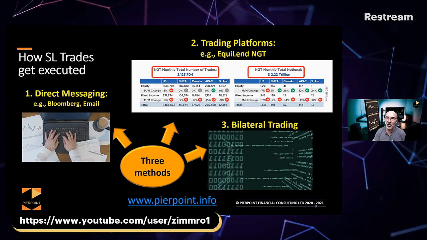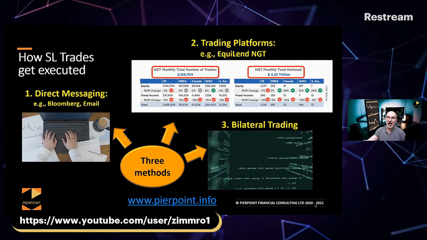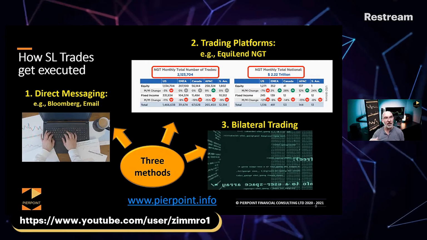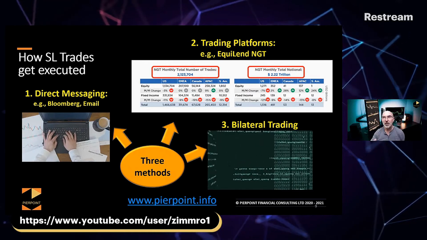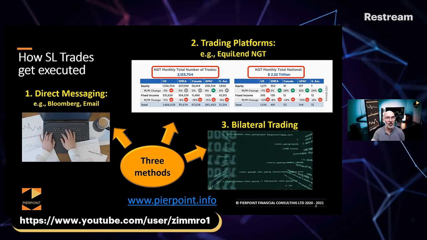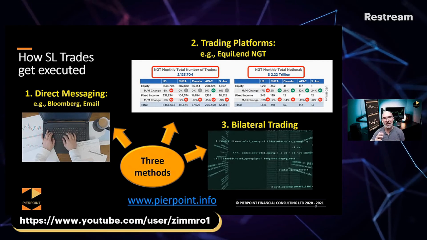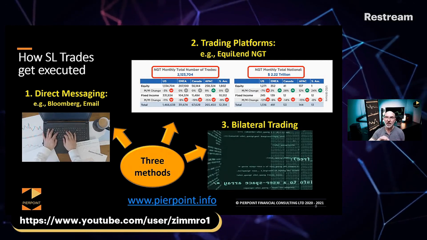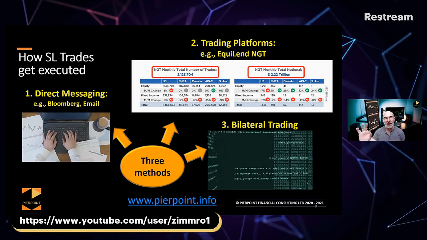And then, of course, there is also direct bilateral trading. And that bilateral trading can also be automated. There are mechanisms that firms have individually, or again, for instance, Equilend has another platform where you're trading and directing trades at exactly the counterparties you want, customized for what they need. So 3 different ways that they actually get executed.